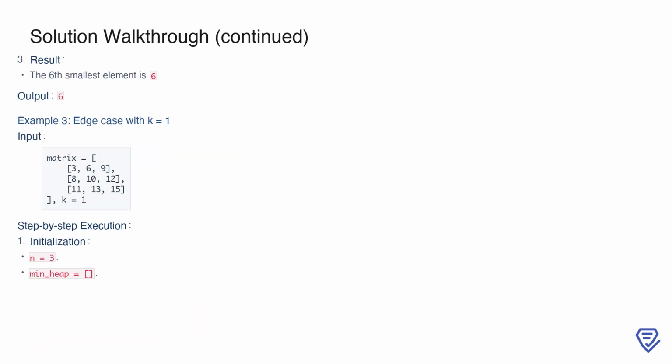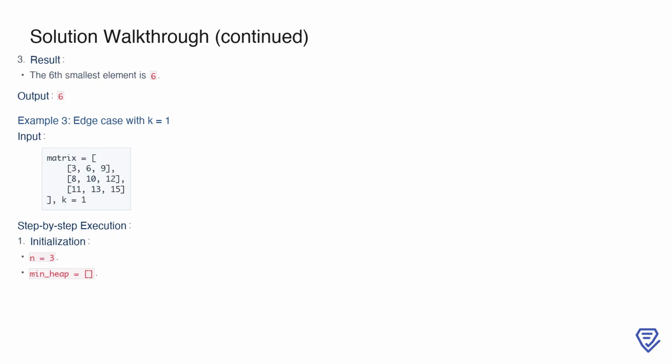In this edge case, k is set to 1, meaning we only need to find the smallest element in the matrix. The matrix remains a 3 by 3 grid, so n is initialized as 3. We start by adding the first element of each row to the min heap. These are 3 from row 0, 8 from row 1, and 11 from row 2. These elements are stored as tuples with their respective row and column indices.